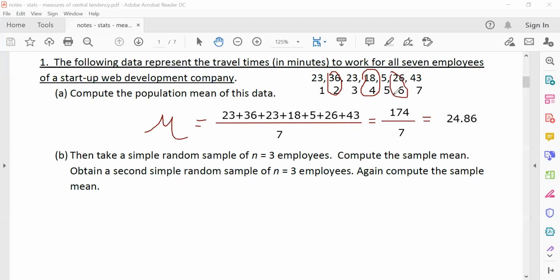So remember, the 2, 4, and 6 themselves, those numbers are not going to be in the calculations. It's just saying take the second person, the 4th person, and the 6th person's data and calculate the sample mean for that. So in the first case, the sample mean is going to just be 36 plus 18 plus 26. And now we're not dividing by 7, we're dividing by the size of the sample. We only took 3 people, so we're just going to be dividing by 3.